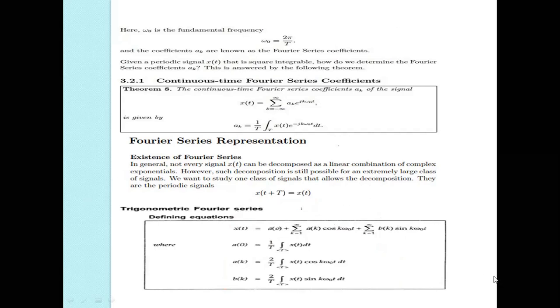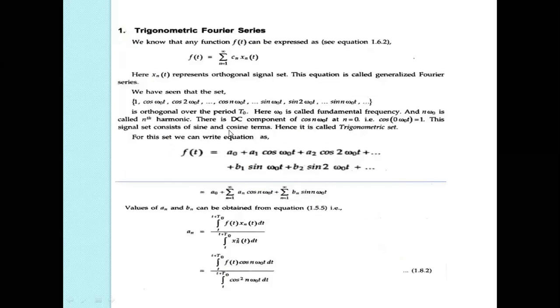Is a trigonometric Fourier series. Now the next one is a trigonometric Fourier series, which we will derive from the equation f of t is equal to the sum of n equal to 1 to infinity cn xn of t. This is an equation we got from the orthogonality expression for the right angle triangle.